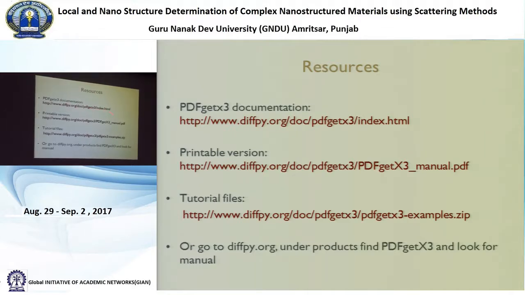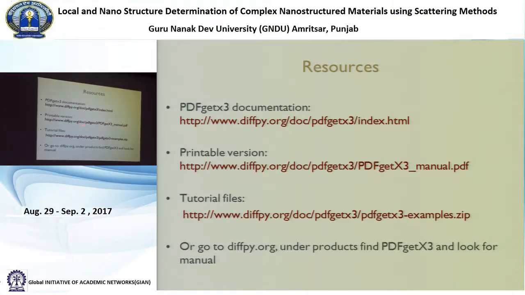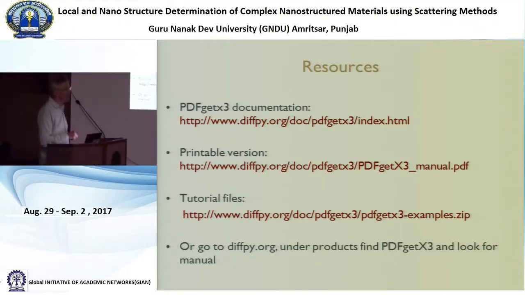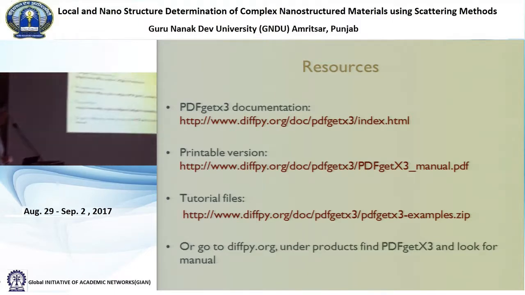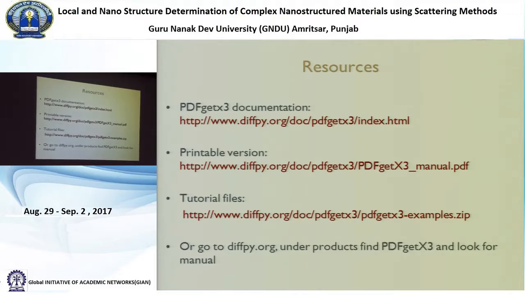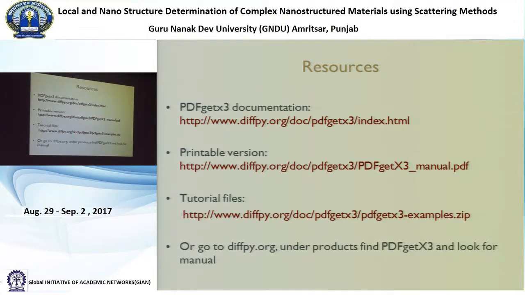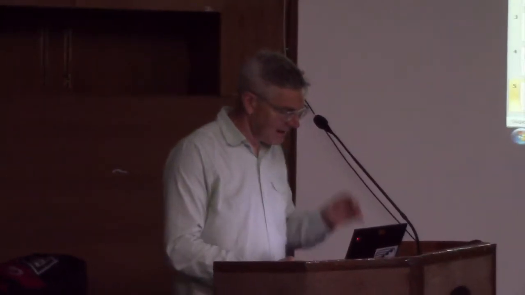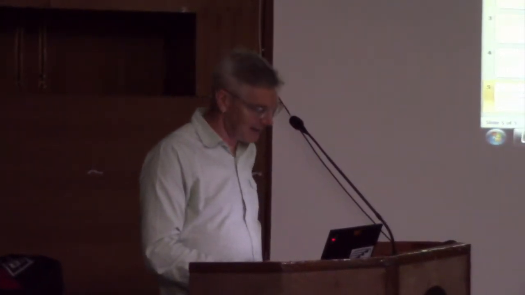Now, it's a lot of typing to get this without making any typos. So it might actually be easier to go to diffpy.org. That's where all our software is, diffpy.org. And then there's a button that says Products, and you scroll down to PDFgetX3, and you'll get the PDFgetX3 website. And if you look in that website, you'll find basically these manuals and tutorials. Okay. So I don't think you have internet connection in here, so you can't do that right now, but you can do it later. If you want, you can reform your team later and work on this together as well.